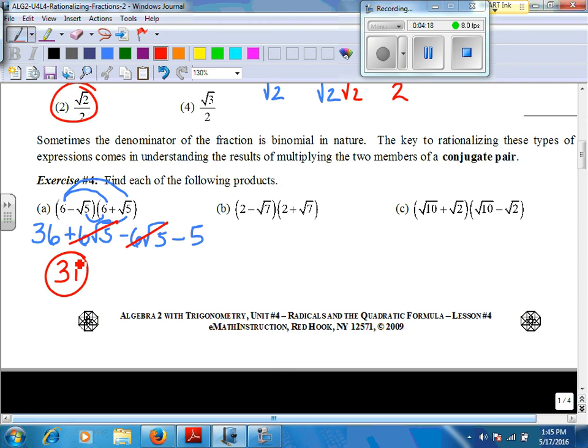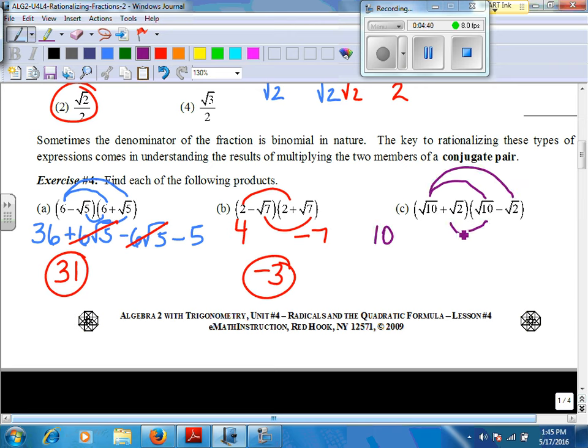Okay. B is almost exactly the same. I'll give you the answer. Negative 3. Pretty simple. You'd get a 4. The outer and the inner would cancel. And then the last term would be minus 7, which would give you negative 3. C is a little bit trickier because when you distribute, square root of 10 times square root of 10 is a 10. Again, the outer and the inner are going to cancel because one will be positive, one will be negative. Minus square root of 2 times square root of 2, which is 2, will give you 8.